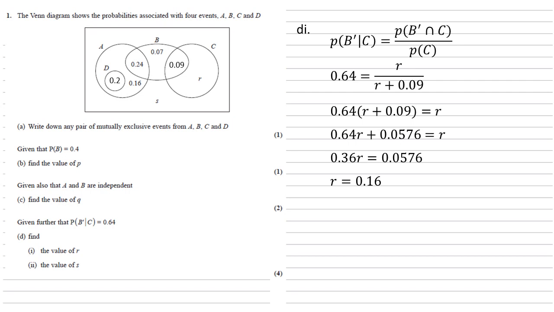We're now going to find the value of S, so this is the rest of the Venn diagram outside of our ovals. The entire rectangle must add up to 1, a certain probability. S must be equal to 1 minus all of the other numbers inside that Venn diagram. So S is equal to 1 minus 0.2, 0.16, 0.24, the 0.07, 0.09 and the 0.16 that we've just worked out for R, which gives us an answer of 0.08.